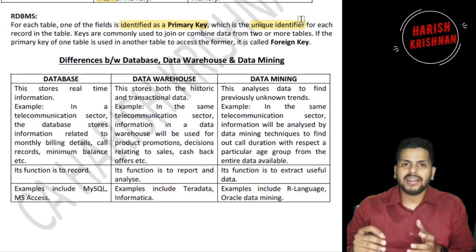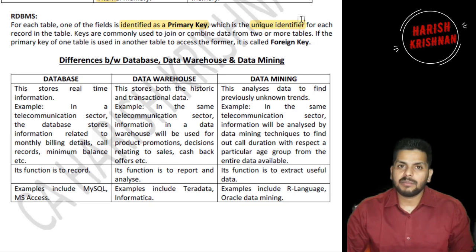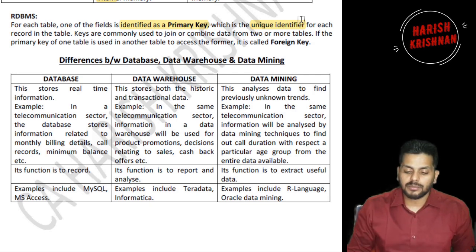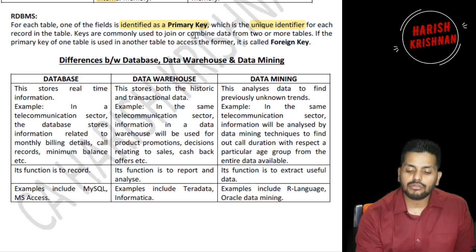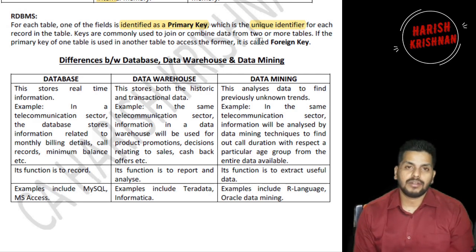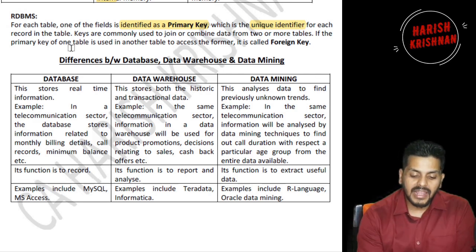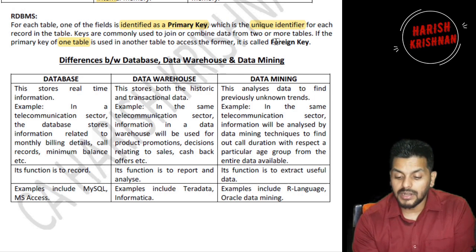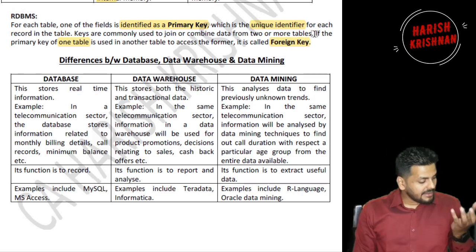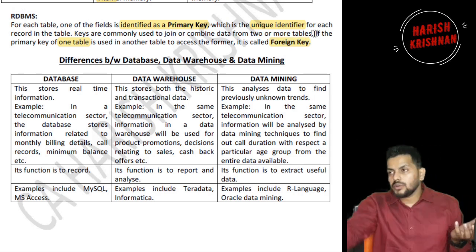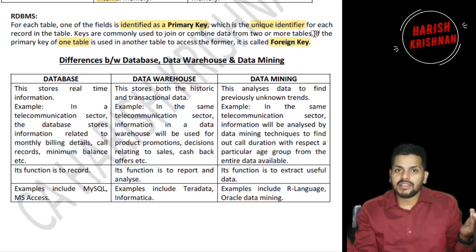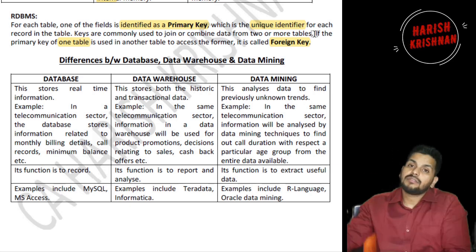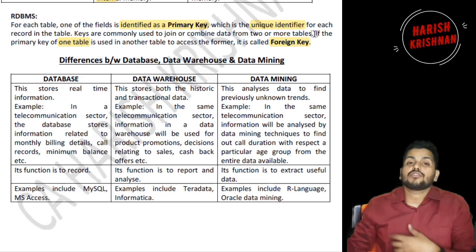What are keys? Something that will help you join from one table to the other table. You understand why tables? Because in RDBMS, data is stored in the form of rows and columns. So keys are commonly used to join or combine two or more tables. If the primary key of one table is used in another table to access the former, it is called a foreign key. A primary key used in another table is how the link will be established. So when it is used in another table, it is called a foreign key.